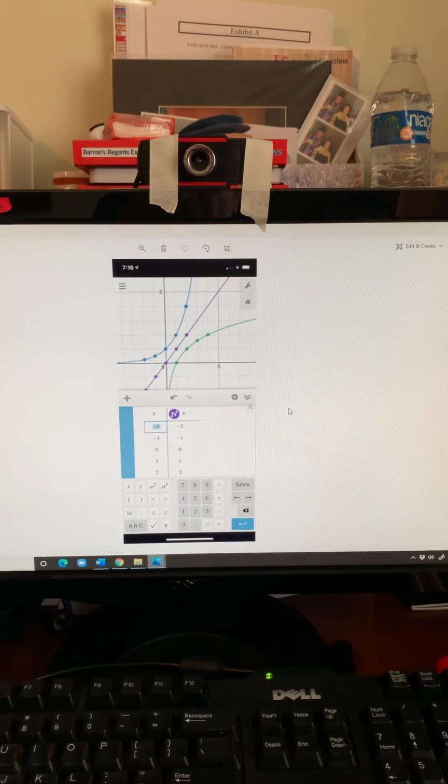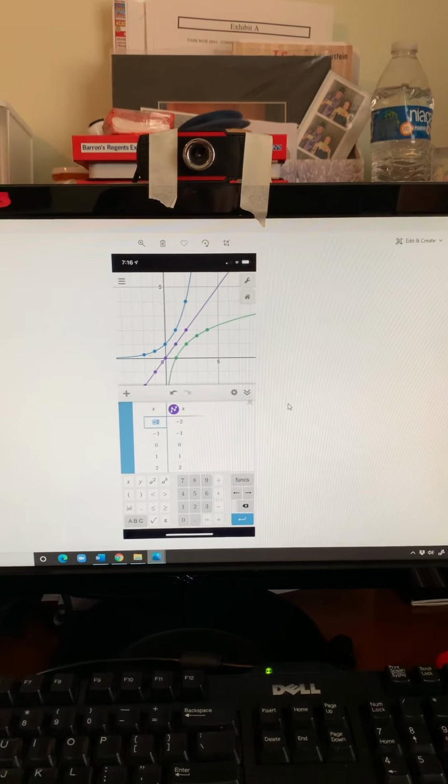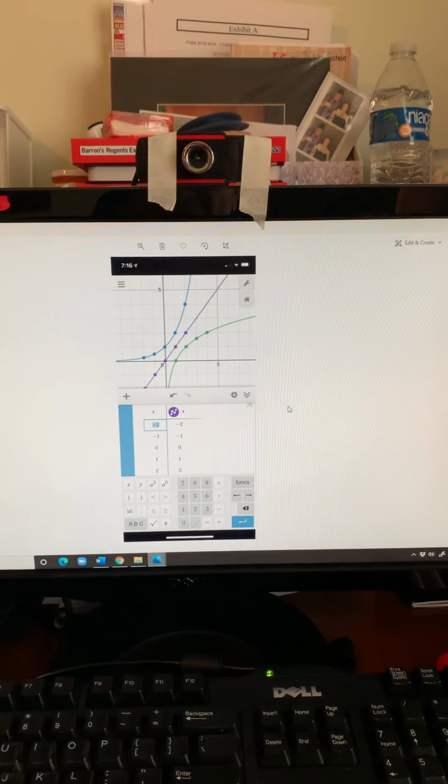And finally, just y equals x. That's that purple line in the middle.